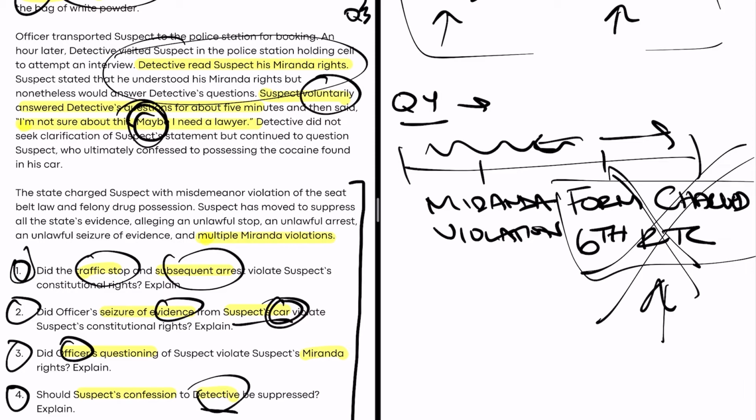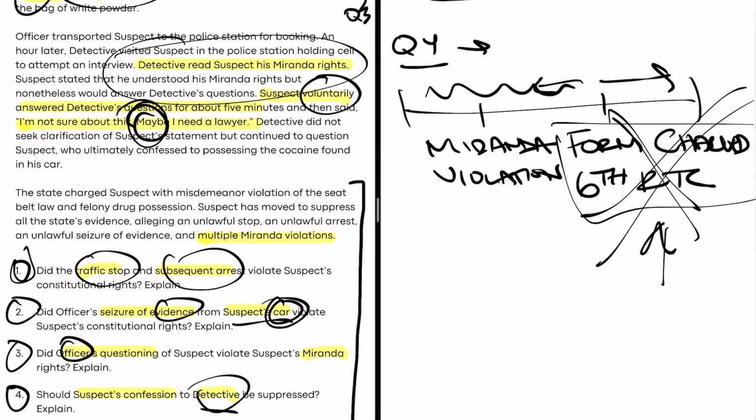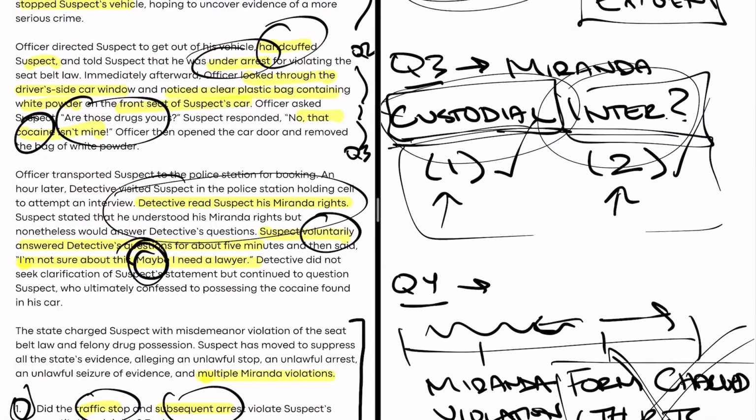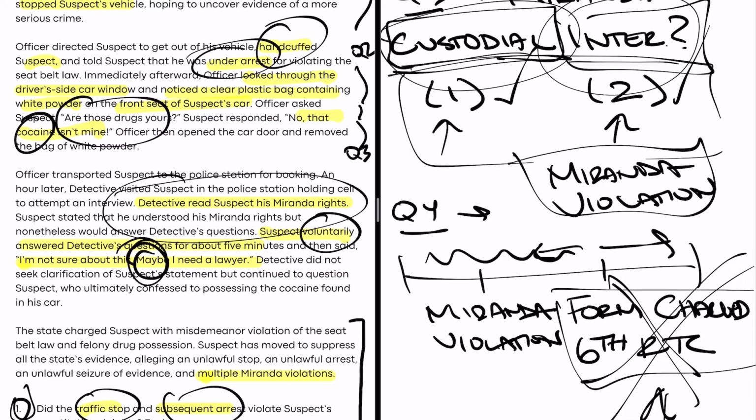Arizona. The only other possible sub-issue I could see here is fruit of the poisonous tree. If we're saying in question number 3 that there was a Miranda violation, if this police officer's conduct amounted to a Miranda violation, then the suspect's statement that no, the cocaine isn't mine, that statement could be suppressed.